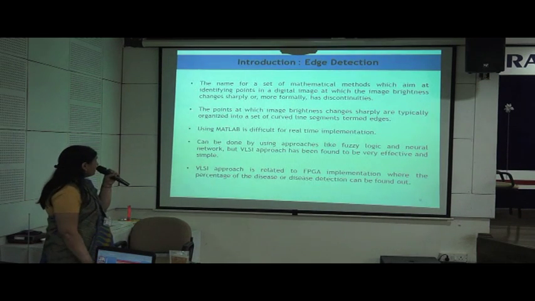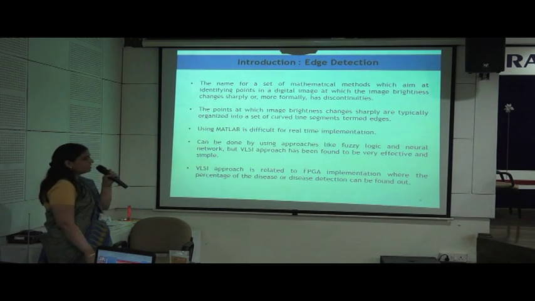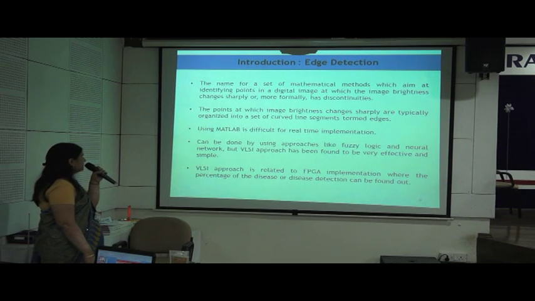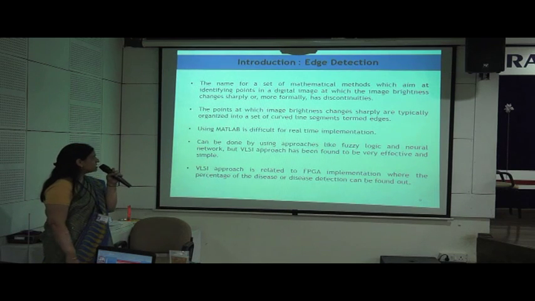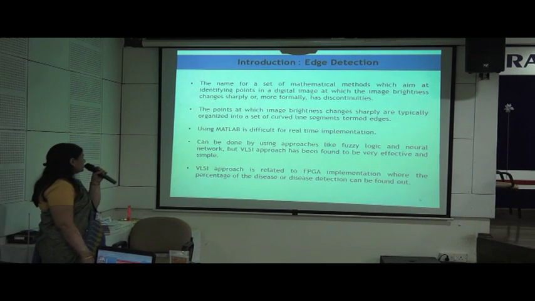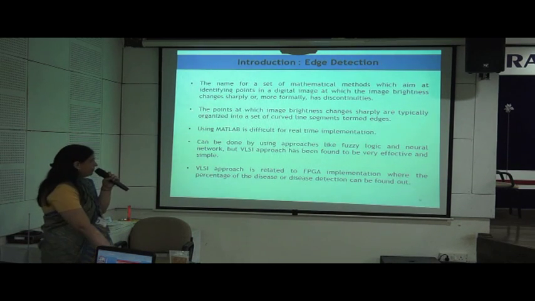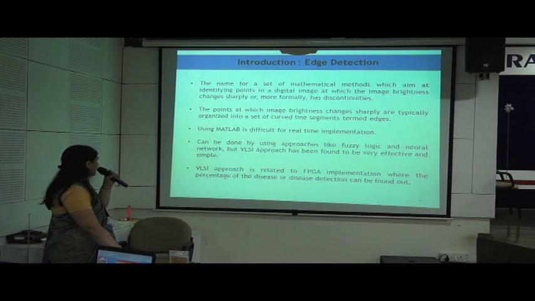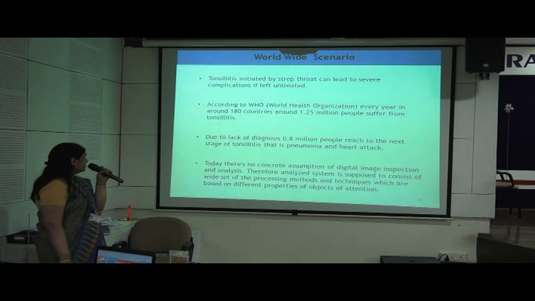Edge detection is a name for a set of mathematical methods which aim at identifying the points in a digital image at which the image brightness changes sharply. The points at which image brightness changes sharply are typically organized into a set of curved line segments termed edges. Using MATLAB, it is difficult for real-time implementation, so it can be done by using approaches like fuzzy logic and neural network, but the VLSI approach has been found to be very effective and simple, and it is related to FPGA implementation. This is the worldwide scenario.